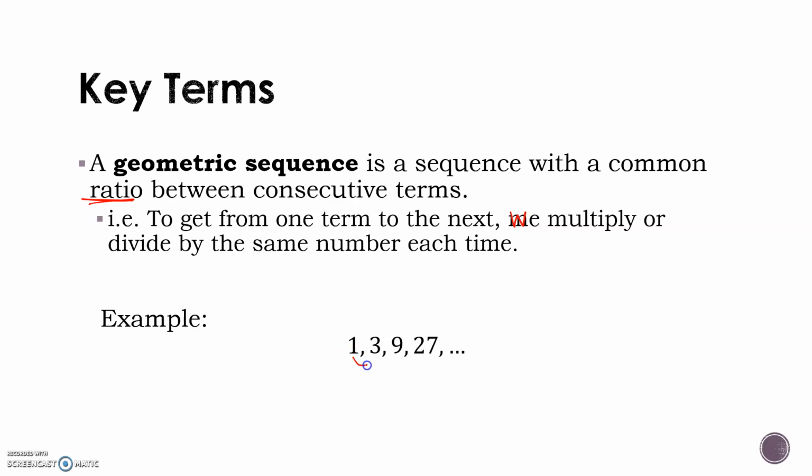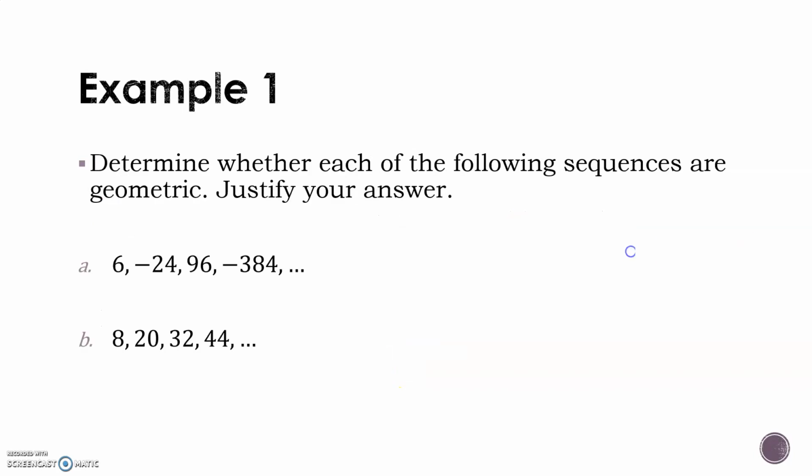So if you look here, we're multiplying by 3 to get from one number to the next. So this would be a geometric sequence. Okay? So determine whether each of the following sequences are geometric. Justify your answer. I would say even find the common ratio. If you say the common ratio is this, that's a good way to justify your answer.